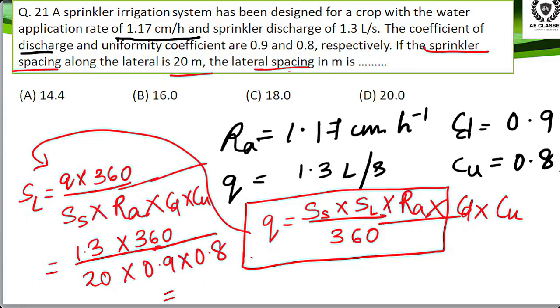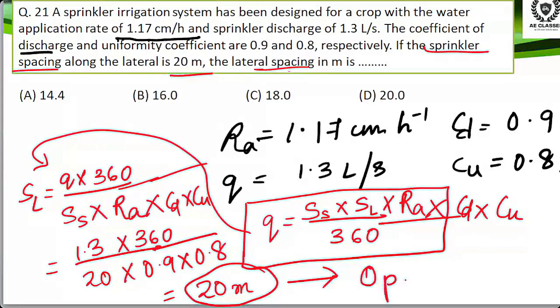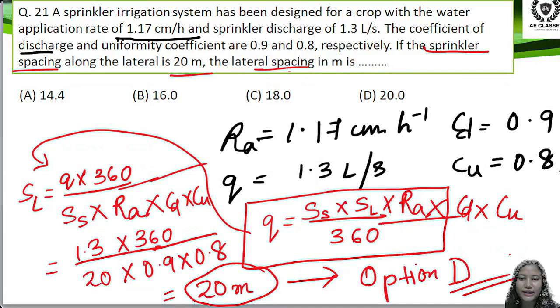All of you, please solve it and tell me in the chat section what result you're getting. Solve it quickly and tell me what result you're getting. So once you solve this problem, I think you will get the result 20, isn't it? 20 meter. Okay, so this is the answer given in option D of the question. Wasn't this easy? I think this was a very easy problem. Okay, so I think this is clear to you all. Now we will proceed to the next question.